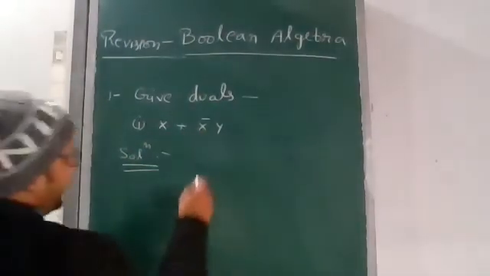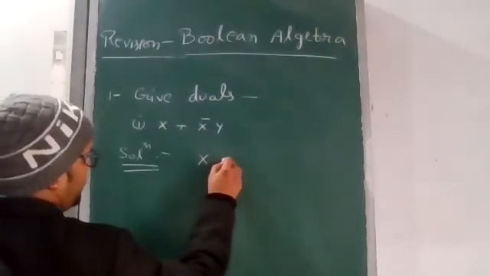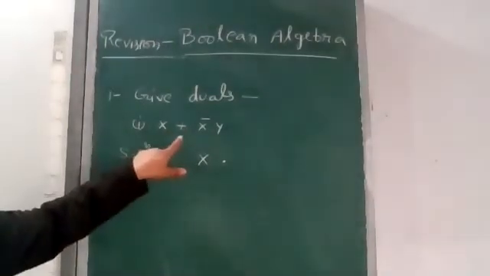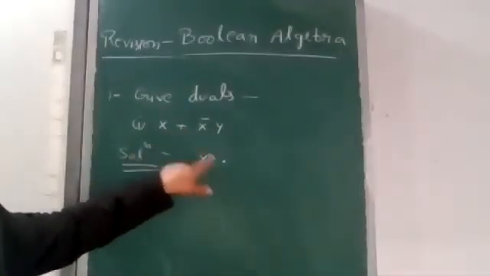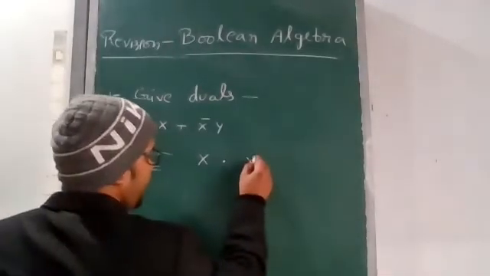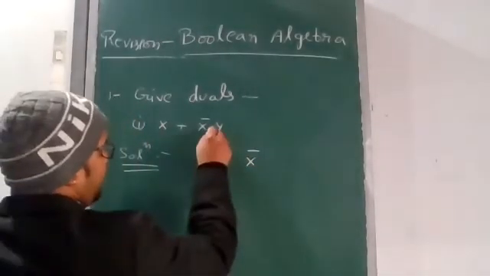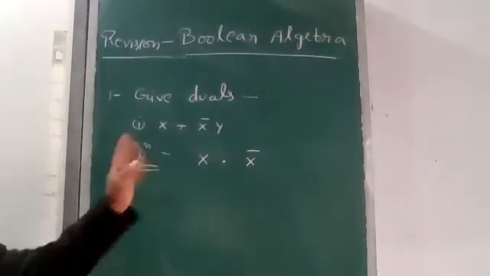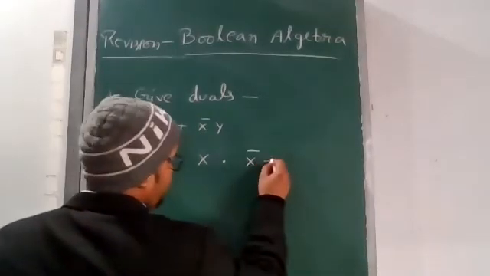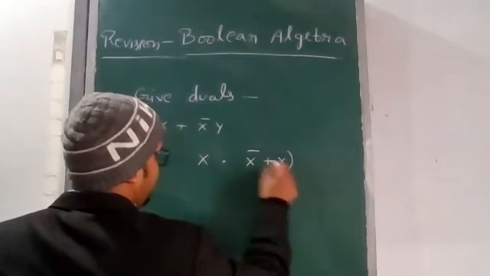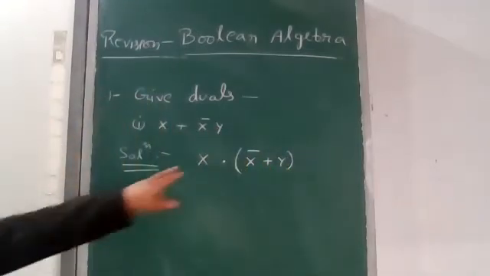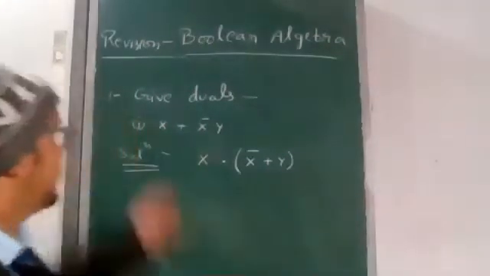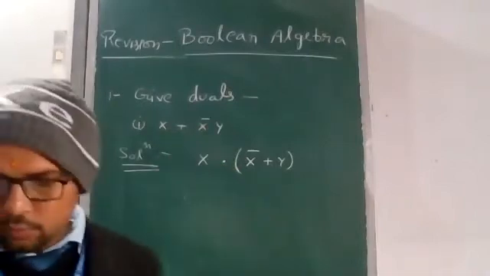dual of this expression is x dot, because plus is an OR operator. You change this OR operator to AND operator. After that, x complement here. If no sign is there between x and y, that means it is multiplication, that is AND operator. So you change this AND operator to OR operator, like plus. Expression of this is x dot (x complement plus y). This is the dual of this expression, x plus x complement y.